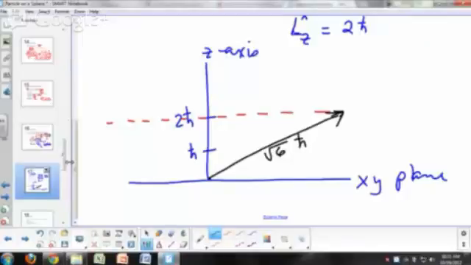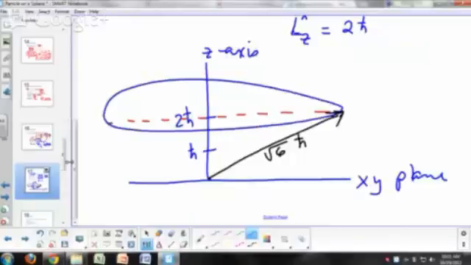But that could be any arrow on a cone, right? That has a fixed angle. Let's call this angle theta. What's theta? What's this angle that this arrow makes with the z-axis?